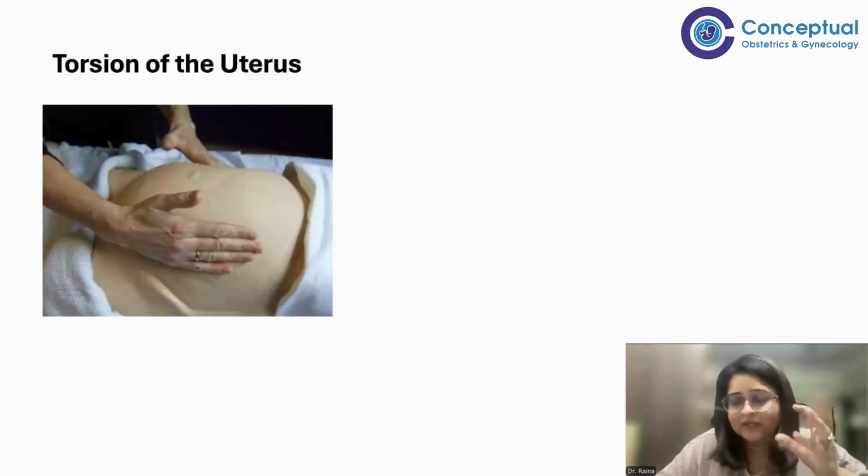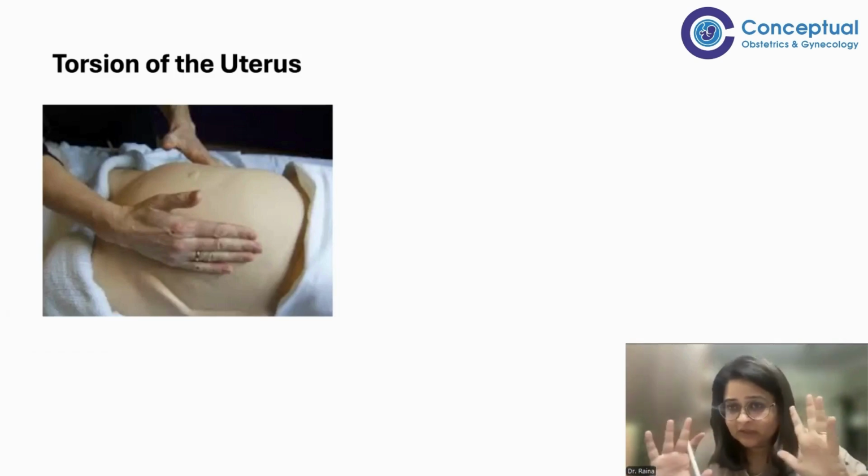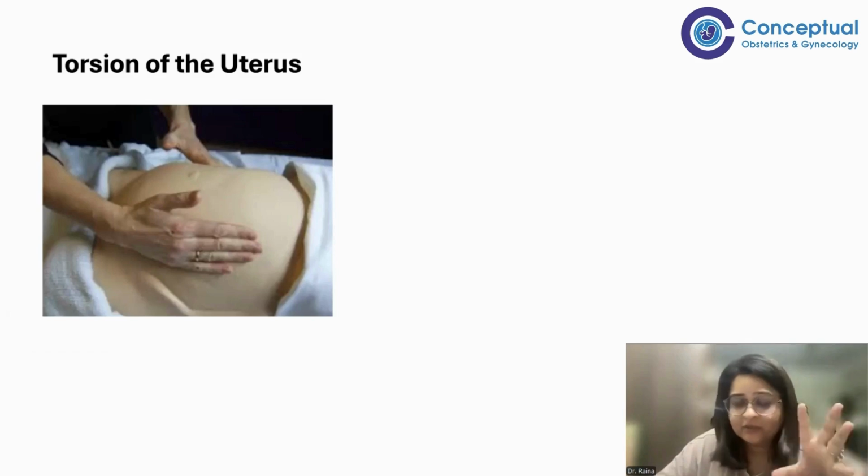So although it's a very rare scenario, when you're doing a cesarean section, always try to identify the round ligaments. If you're able to see the round ligaments, you know that the anatomy is correct. If you're not, that means something is wrong. So always keep in your mind, at the time of cesarean, always look at the round ligaments.